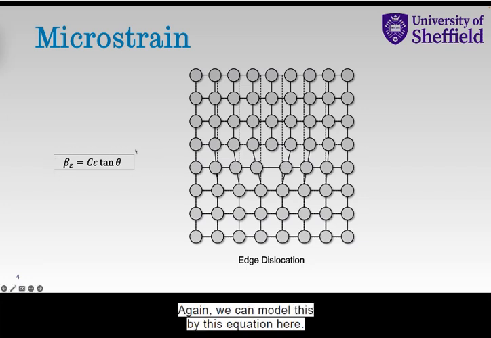And again, we can model this by this equation here, and we can see that we've got a change in width that corresponds to the dislocation density given by this value epsilon here. So we can see that we can relate these two together. So if we have a variation in the dislocations, we will get a variation in the peak width.